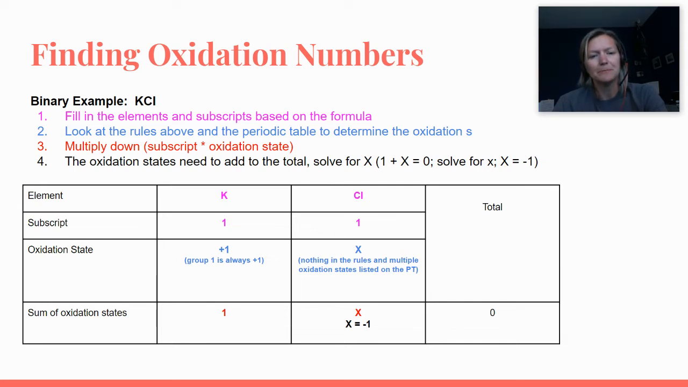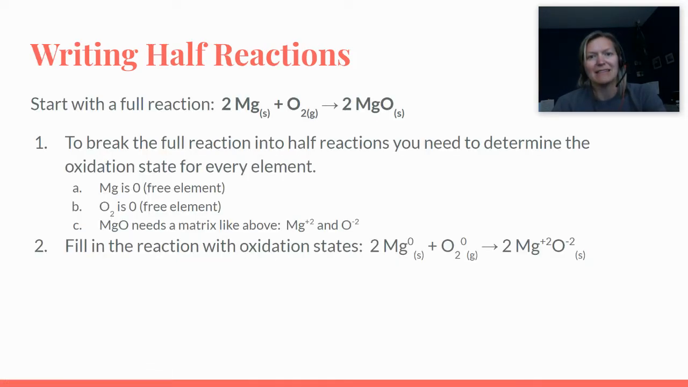Okay? Next part of your homework is half reactions. I love half reactions. So what you're going to do is you have a full reaction. We're going to take magnesium plus oxygen. We're going to get magnesium oxide. First thing we have to do is exactly what we were just doing. Find the oxidation states of every element there. So I did this for you. Magnesium is 0 because it's a free element. Oxygen is 0, free element. And then we get to magnesium oxide.